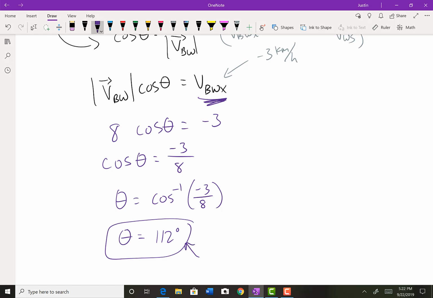Now, what is that 112 degrees? That's always with respect to... anytime you do something in your calculator, it calculates assuming you're talking about with respect to the positive x-axis.